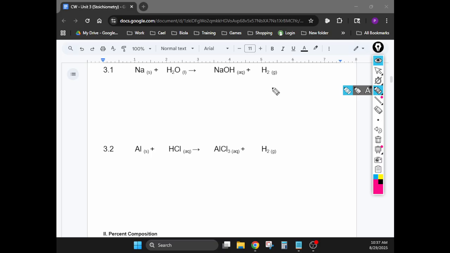Okay, so when you're balancing, the first thing you want to do is identify all the elements that are in the equation. The easiest way to figure that out is to look at the capital letters. Capital N, so that's Na, sodium, capital H, and capital O. So these are the 3 elements that are present in the equation. And if you notice, you have the same thing on the right side of the arrow.